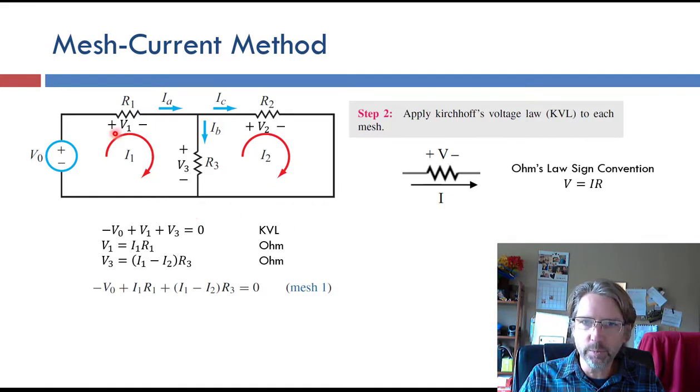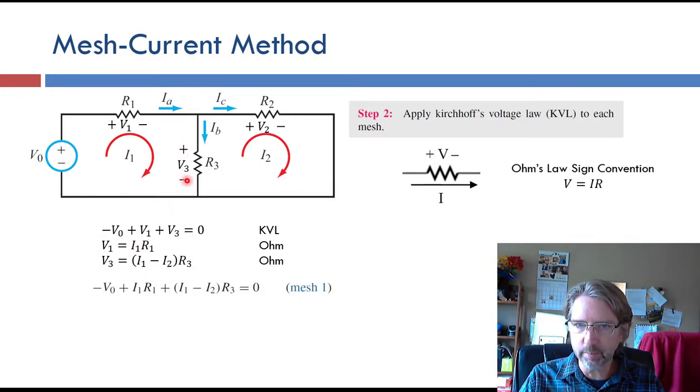Then we use Ohm's law on just the resistors, and we look at the sign of the polarity and the direction of the current. And so V equals IR if I goes from plus to minus. So this is Ohm's law's sign convention, and so we'll use it here. So V1 equals I times R1 because I1 is going from plus to minus. So V1 equals I1 times R1.